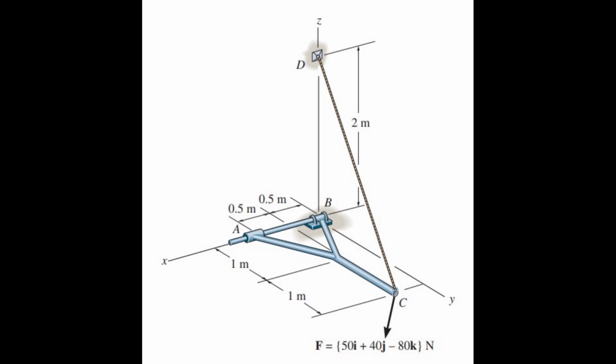In this problem, we have a fork support with a force being applied at point C, and it has the vector components of 50i, 40j, and minus 80k newtons. It is supported by a cable running from C to D.